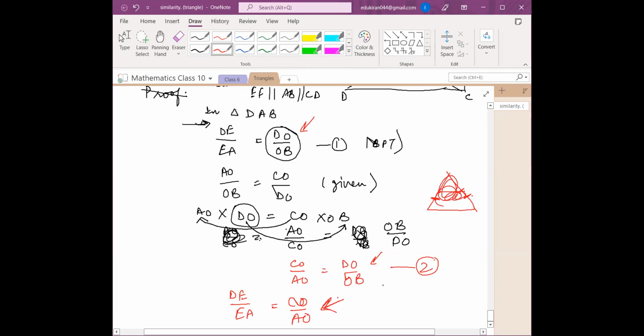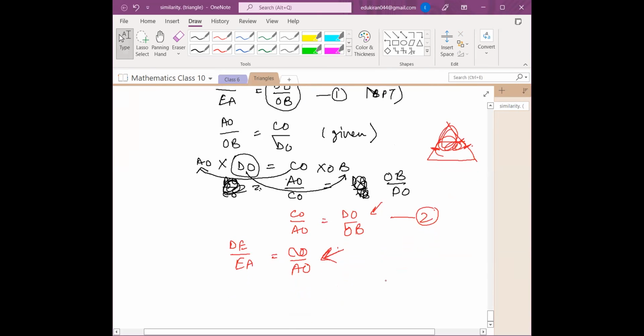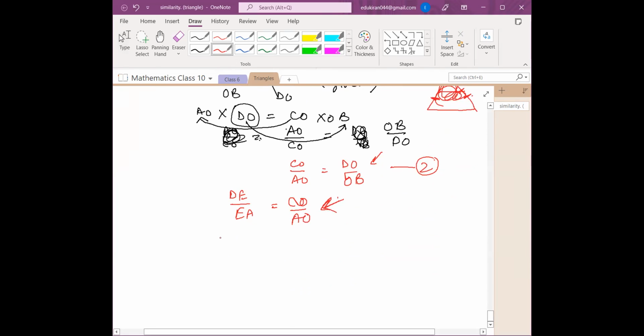Getting the point? Okay, so in triangle AOC, you're getting this thing. So that means, where's the next figure? By converse of BPT, you are writing. So according to you, by converse, I'm getting DE parallel to DC. Okay, fine. So from here, what are you concluding? OE, ma'am. It's OE, ma'am.